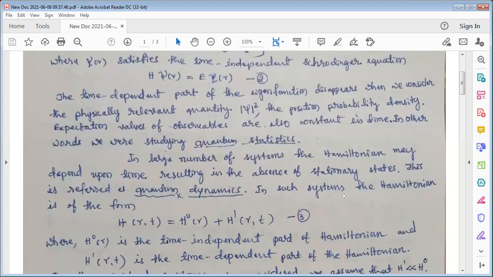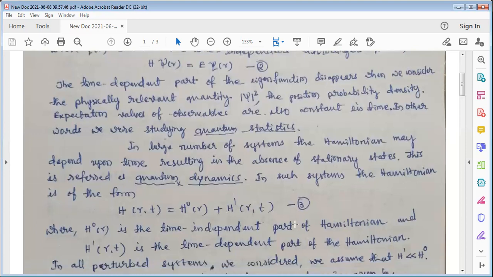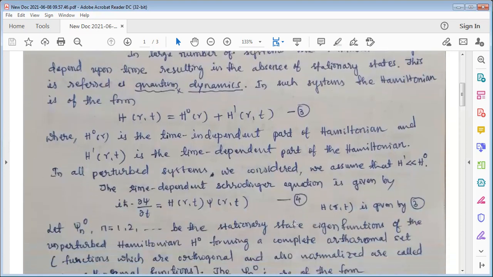In such systems, the Hamiltonian is of the form H of r comma t is equal to H naught of r plus H dash of r comma t. So this is the expression for the total Hamiltonian of the system. This consists of two parts. One is the time independent part, and another one is the time dependent part. So these are the two Hamiltonians.